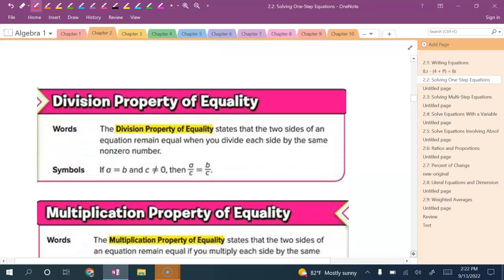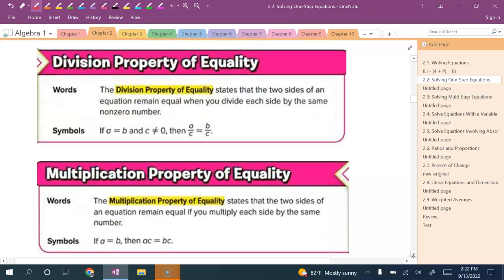All right, if we turn the page here, the last two properties are division and multiplication, very similar to addition and subtraction, that whatever you do to one side, you have to do to the other side. So if you multiply on one side, you multiply on the other side. Same with division.